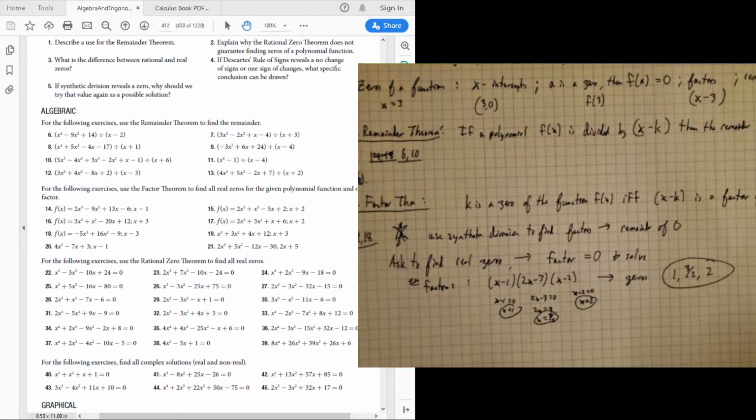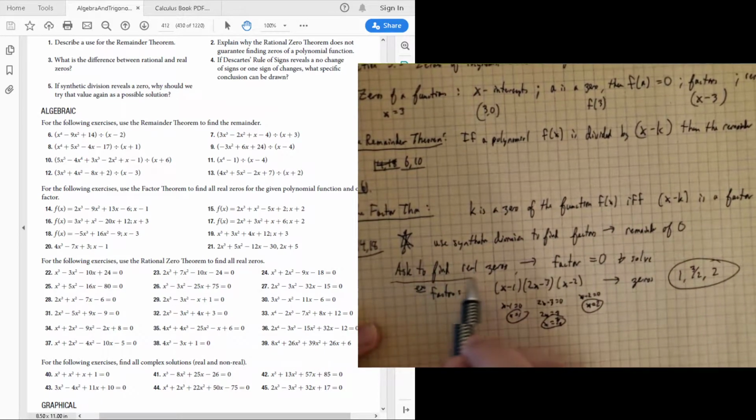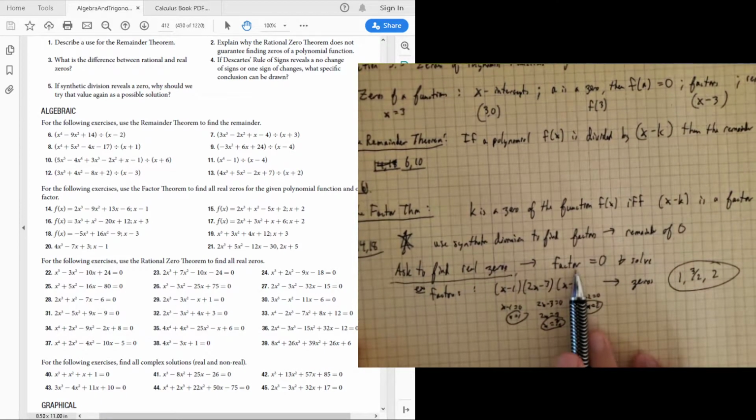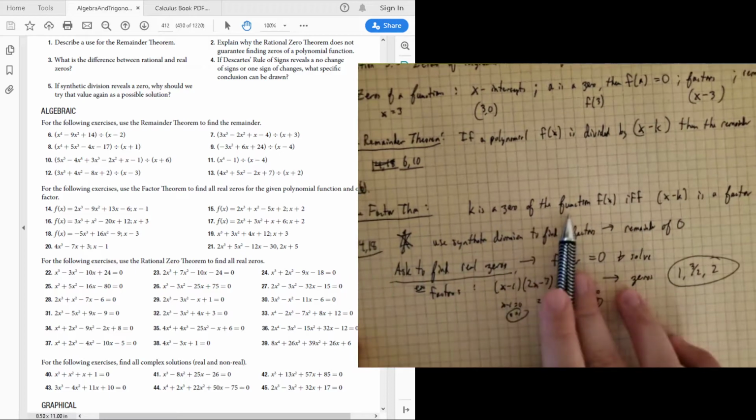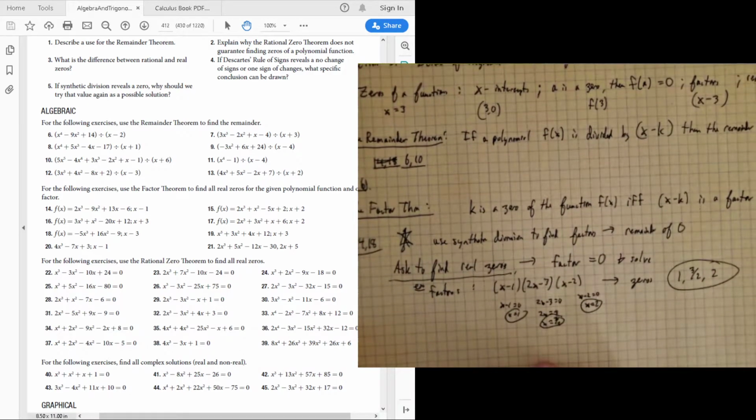And so if the question asks you to find the real zeros, if you can find the factors, you can find the real zeros. And the question becomes, can you find the factors? Which we have the factor theorem to now help with. Isn't that crazy how it all fits together?